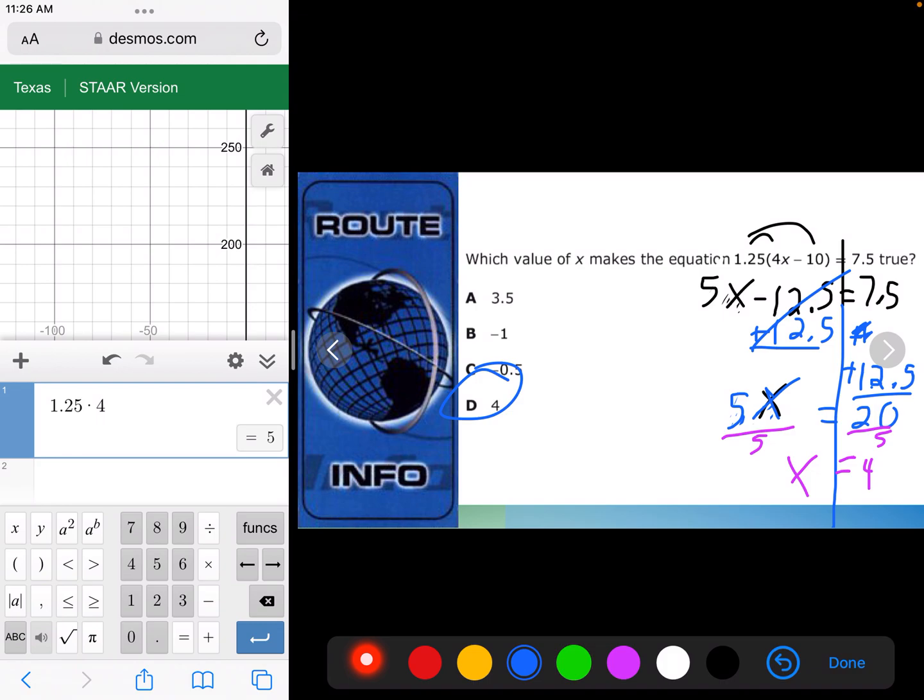Now, there's another way to do this. You can also just graph again. y equals the left side, which is 1.25 times 4x minus 10.